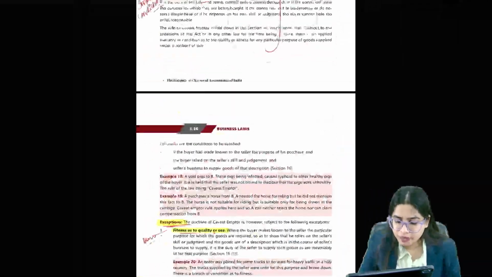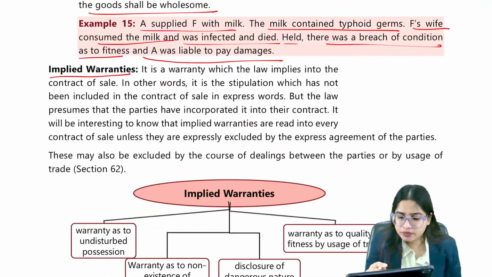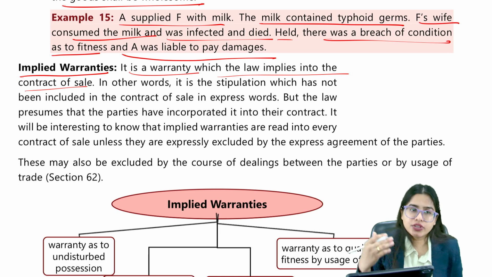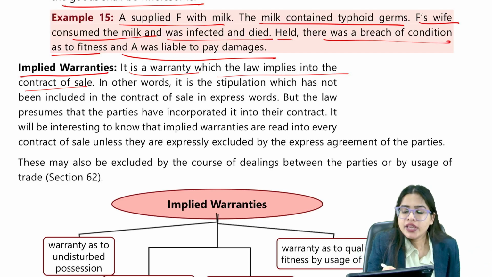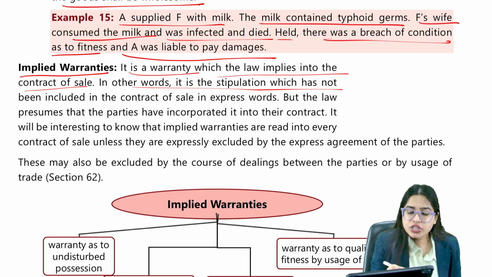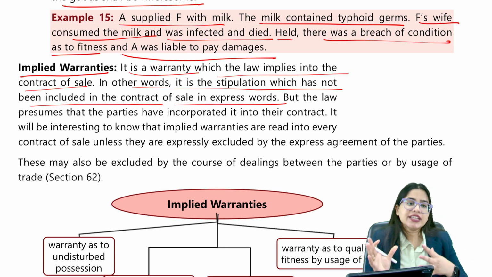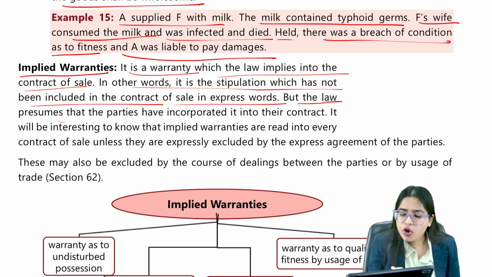Okay, so implied warranty, please come here to the implied warranty topic. What is given here? Implied warranty means which the law implies into the contract of sale, which is not given in the contract but is implied by law. In other words, it is a stipulation which has not been included in the contract by express word. Implied means it is not expressly given in the contract but it is assumed, the law presumes that same thing is given.